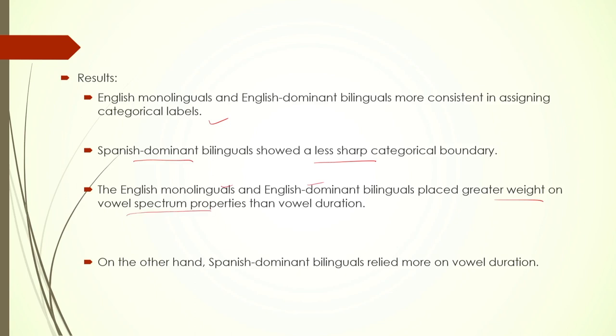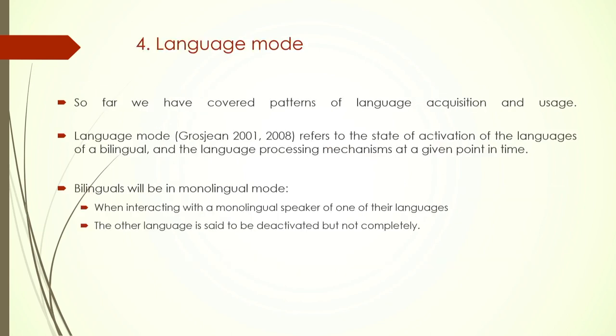So, this kind of finer understanding of the sound segments was also based on the language dominance factor. Which language is dominant, and accordingly your perception or comprehension of those factors will change. On the other hand, Spanish dominant bilinguals relied more on vowel duration. So, the strategy is also different. Not only is the identification rate lower, but the strategies are also different.